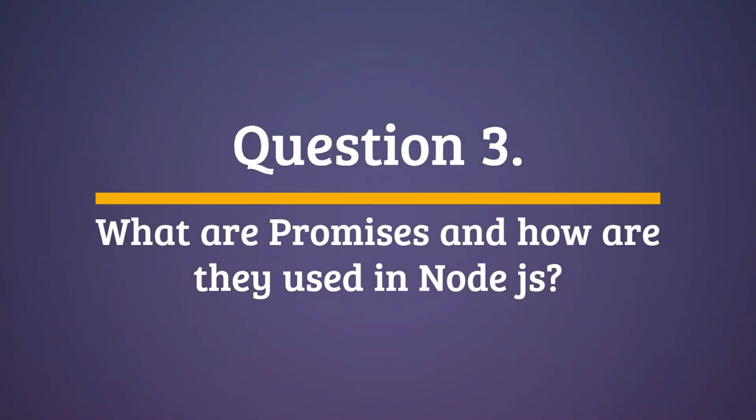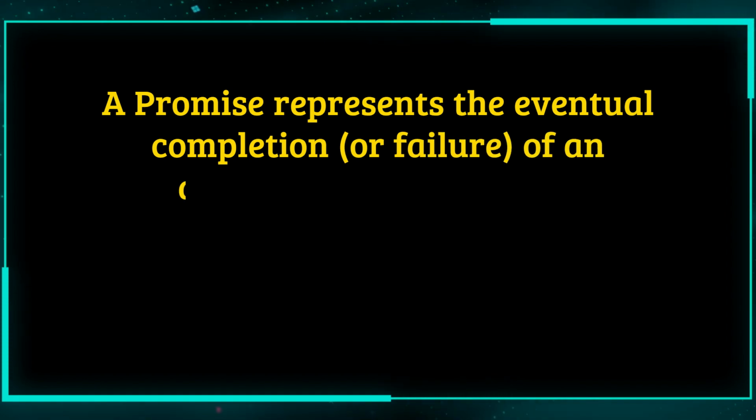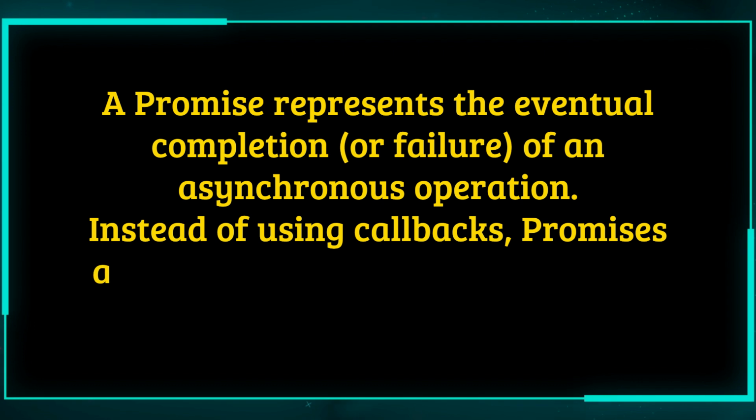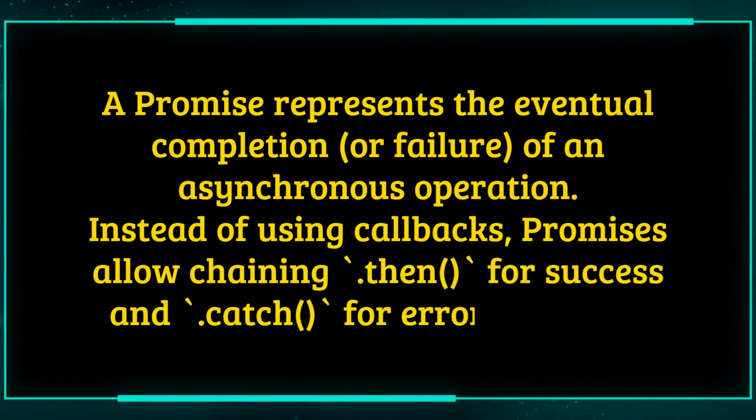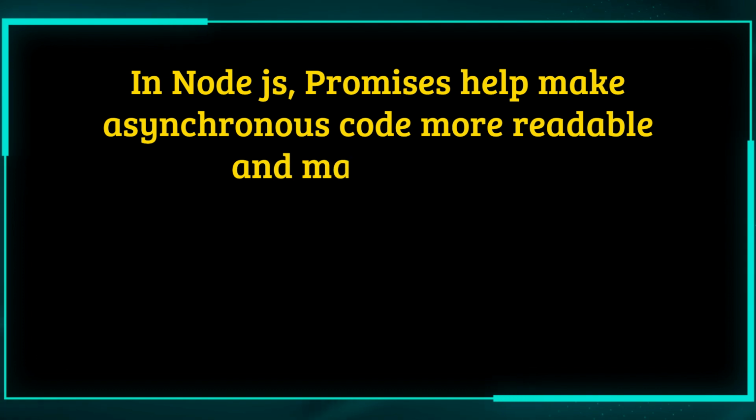Question 3. What are promises and how are they used in Node.js? Answer. A promise represents the eventual completion, or failure, of an asynchronous operation. Instead of using callbacks, promises allow chaining .then for success and .catch for error handling. In Node.js, promises help make asynchronous code more readable and maintainable.